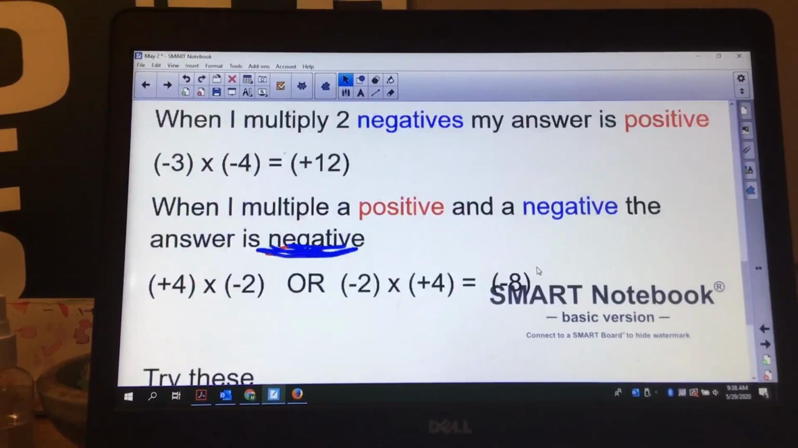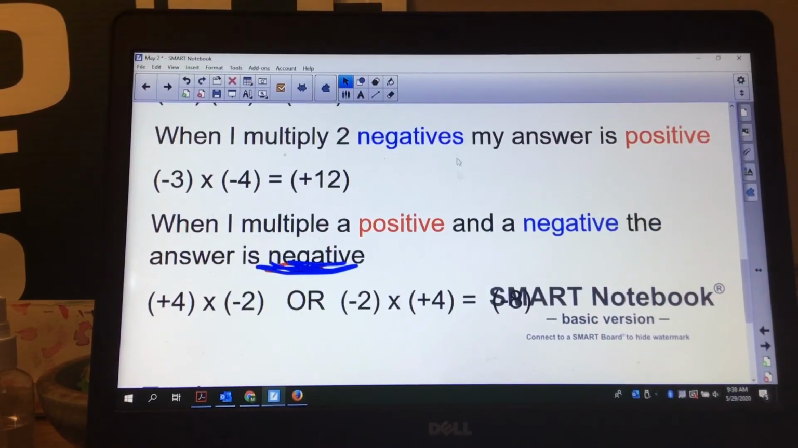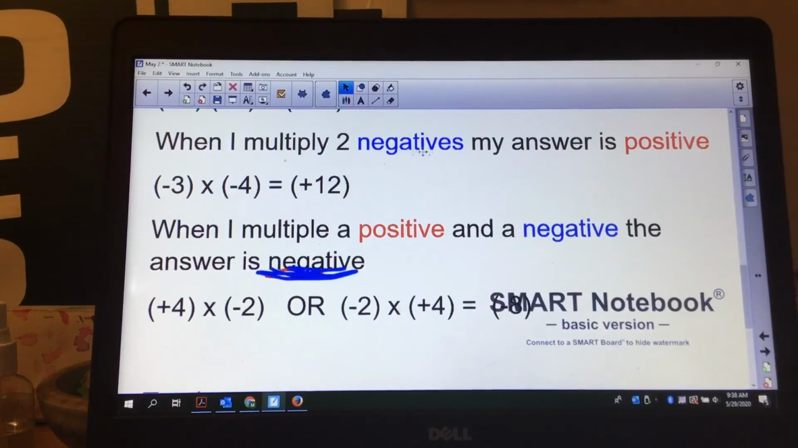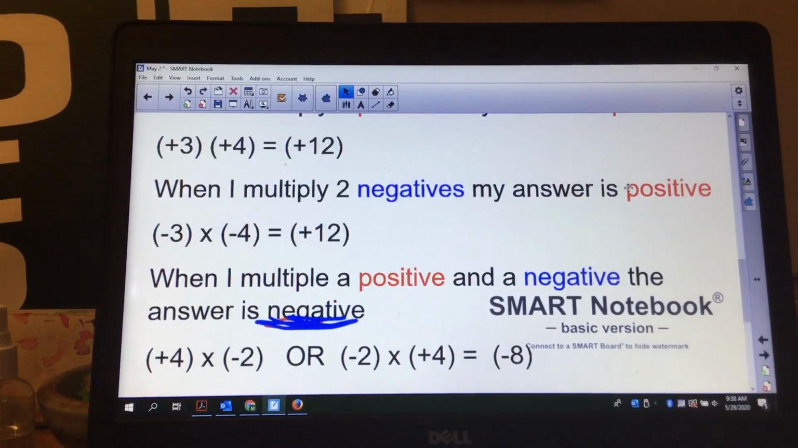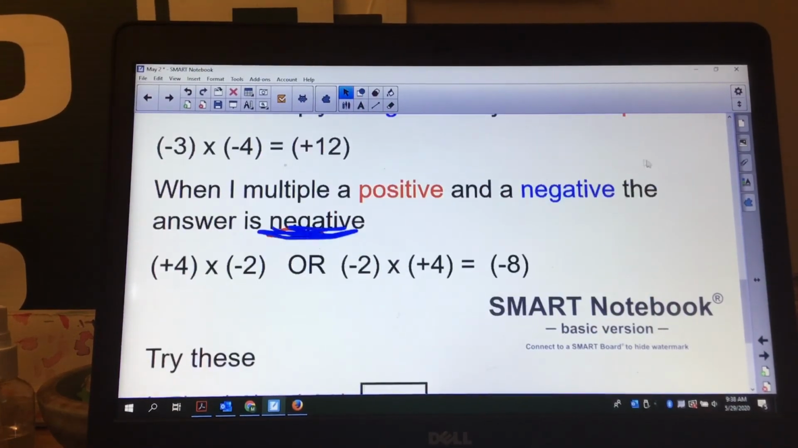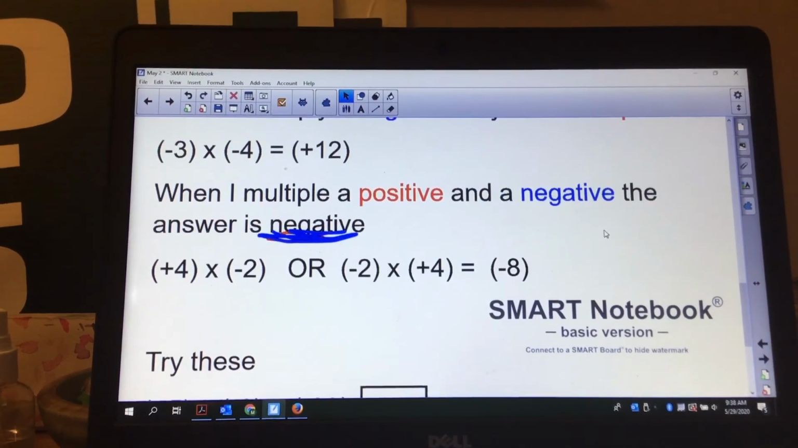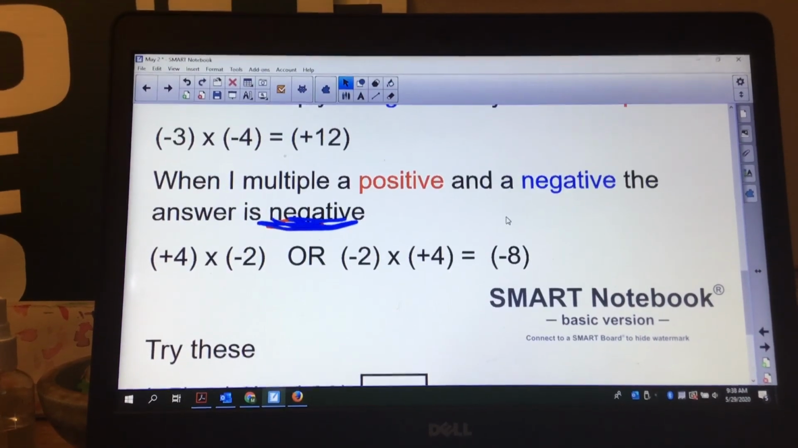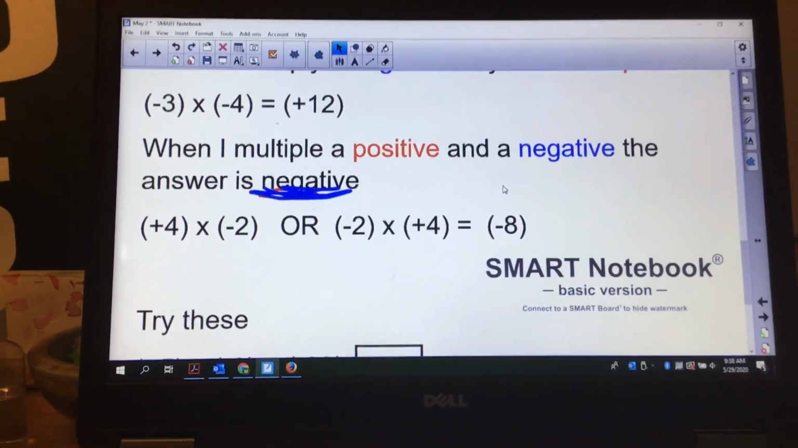I didn't put division on here, but division rules are exactly the same. When I divide two negatives, my answer is positive. When I divide two positives, my answer is positive. When I divide a negative and a positive, my answer is going to be negative. Okay, so that is today's lesson.